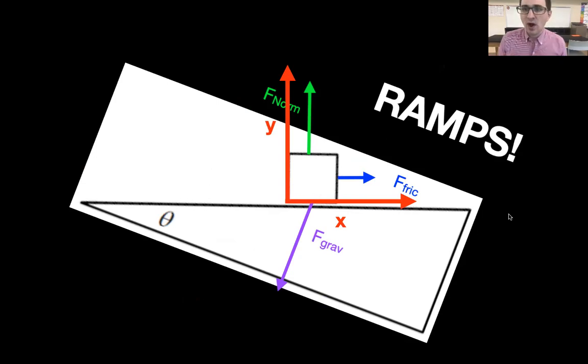And you might ask, why would we want to do that? Well, then you'll notice that the force normal is completely in this direction, and the force friction is completely in this direction. So then the only force that we would need to break into two component vectors would be the force gravity, which has a little bit in this direction and a little bit in this direction.